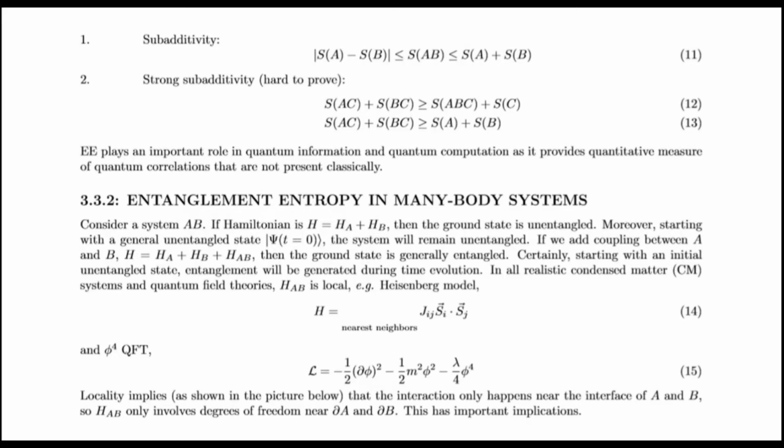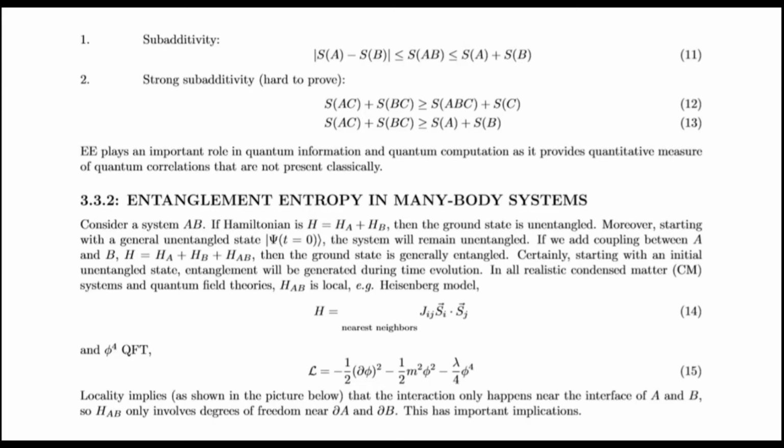Entanglement entropy in many-body systems. Consider a system AB. If the Hamiltonian is H equals H_A plus H_B, then the ground state is unentangled. Moreover, starting with a general unentangled state, the system will remain unentangled. If we add coupling between A and B, H is H_A plus H_B plus H_AB, then the ground state is generally entangled. Thirdly, starting with an initial unentangled state, entanglement will be generated during time evolution.